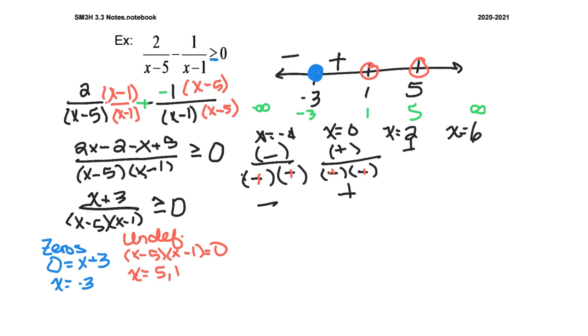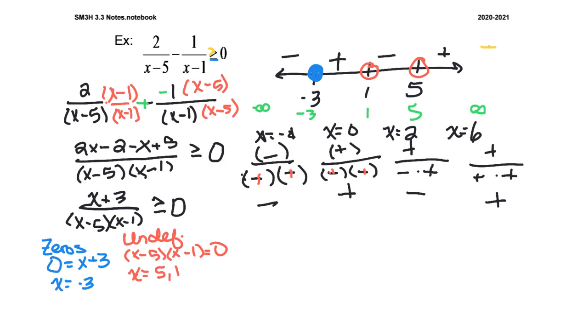You could do x is 10 if you wanted. For 2, I have a positive, and then divide that by 2 minus 5, which is negative, and 2 minus 1, which is positive. So I have a positive divided by a negative, which is negative. And then when I input 6, I get 6 plus 3 is positive, 6 minus 5 is positive, and 6 minus 1 is positive. So I have a positive divided by positive, positive. I'm looking for values where the function is greater than or equal to 0. So these are my positive values, because I want outputs that are positive.